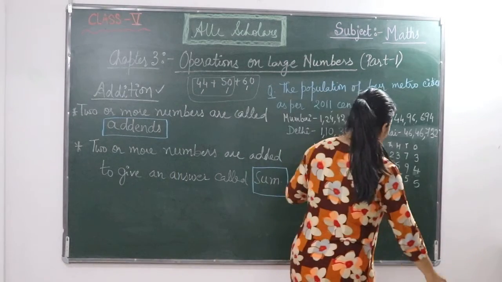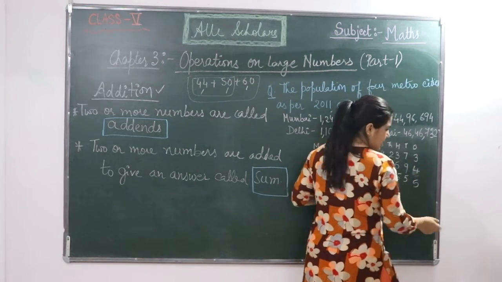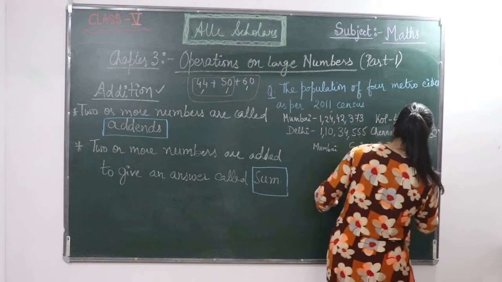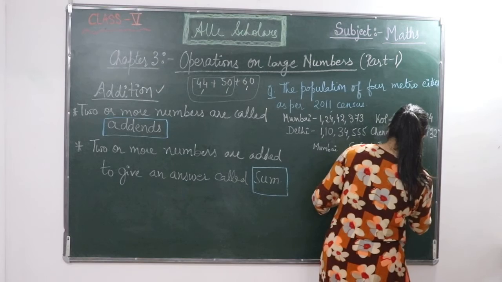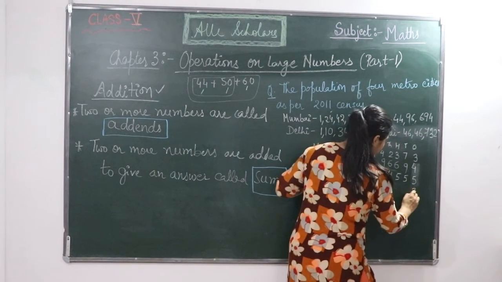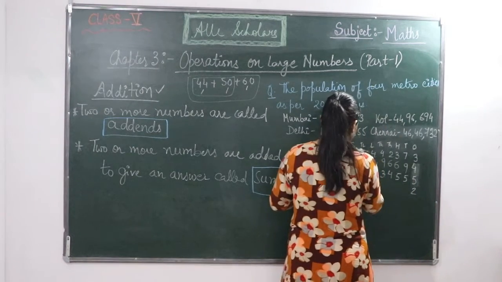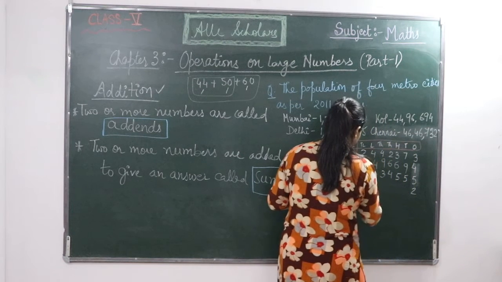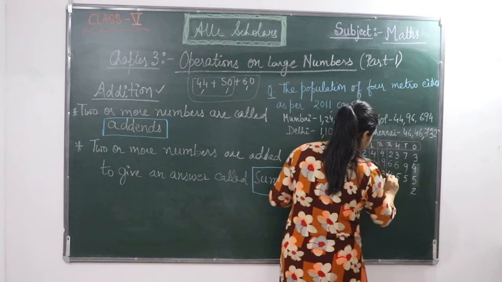Next comes Chennai. If we see for Chennai, 2 is at the place of ones. This I will mark separately so that it will be easy for you to calculate.